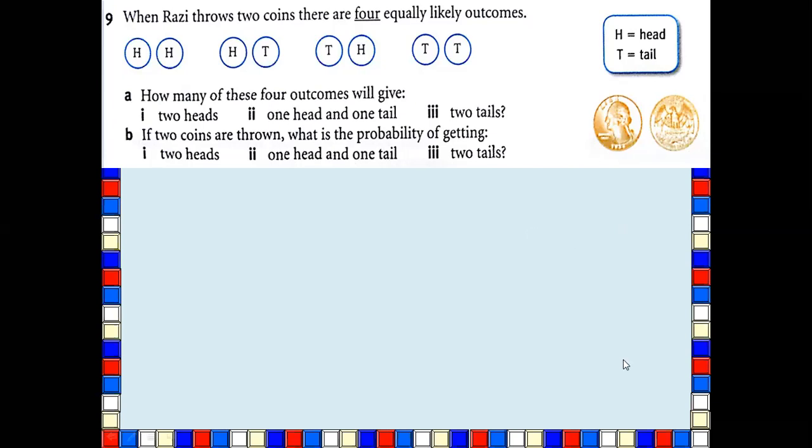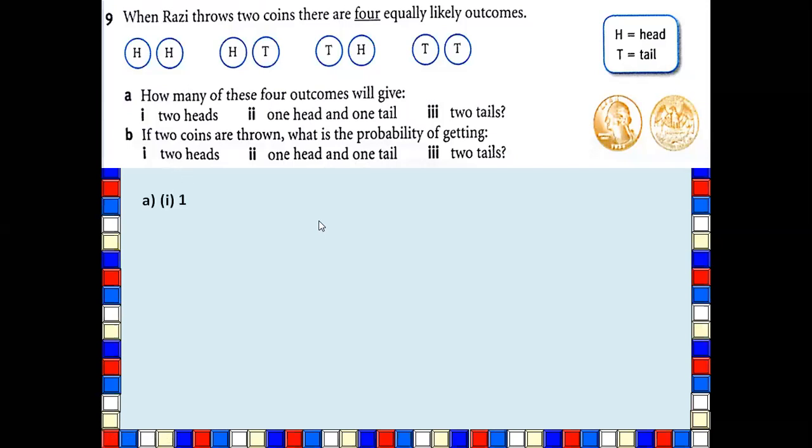Where's Shahid? You raise your hands and then you disappear. Okay, Jude. It's 2 out of 4. Oh, sorry, that's i. i is 2 heads, 1 out of 4. Yes, I answered i by mistake. Okay, it's okay. 2 heads, there is only 1 outcome to get 2 heads out of 4 outcomes. So it's 1 out of 4.